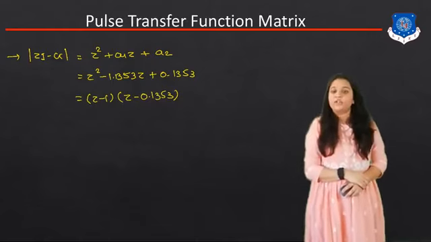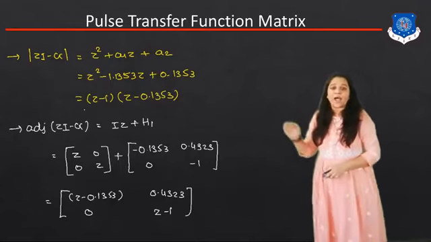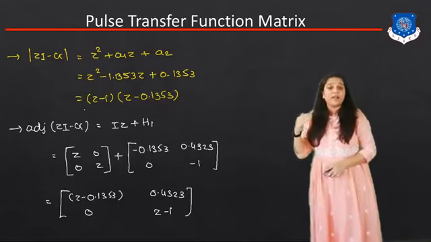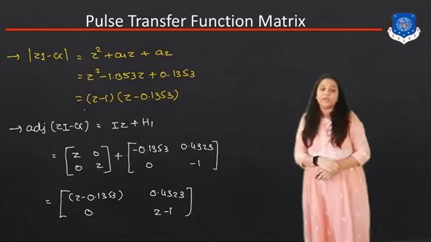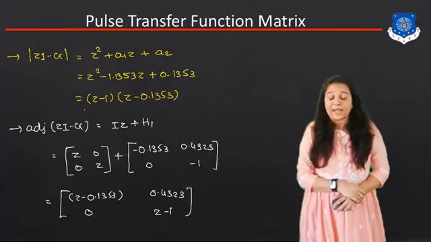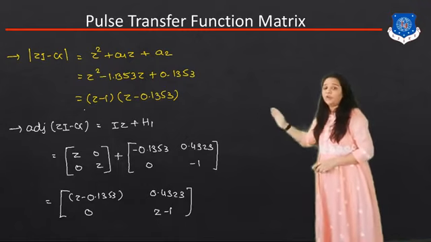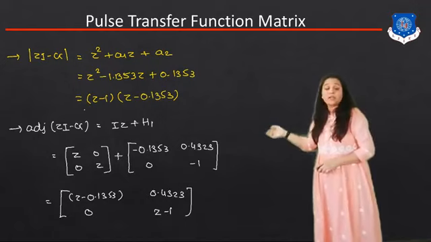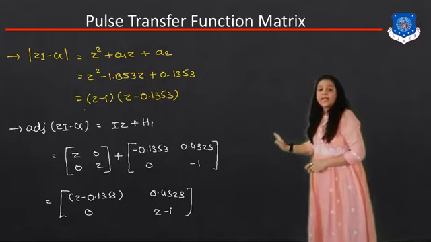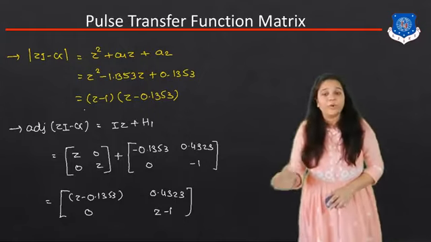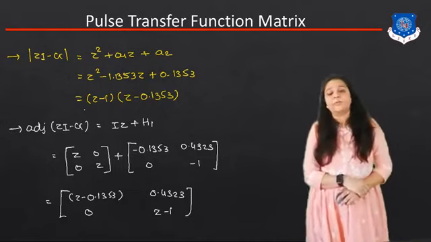Now for the adjoint, the equation of adjoint of ZI minus A is equal to I z plus H1. If we get the value of H2, the equation will become I z square plus H1 z plus H2. But here, if we find the value of H2, we will get 0. So the equation will become I z plus H1. Put the values of I and H1 in this particular equation and then simply add these two matrices. We can get the final answer: z minus 0.1353, 0.4323, 0, and z minus 1. So this is the answer of the adjoint of ZI minus A.